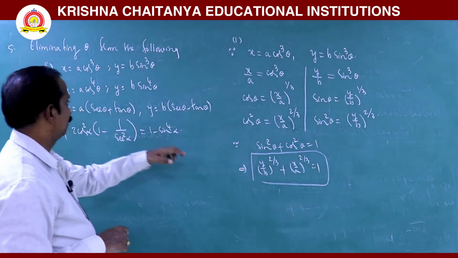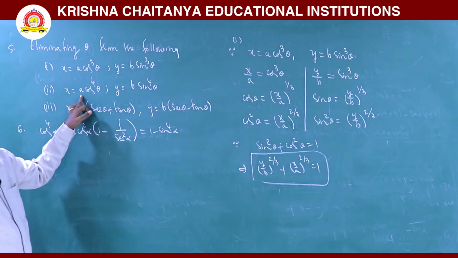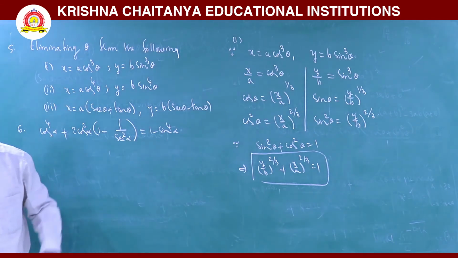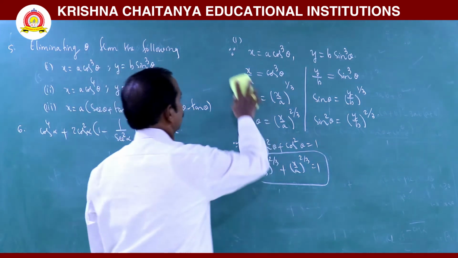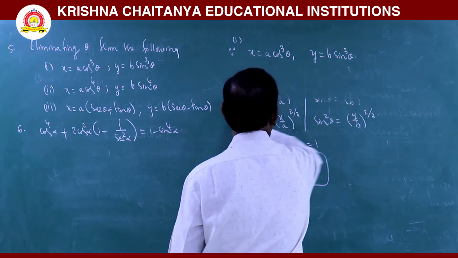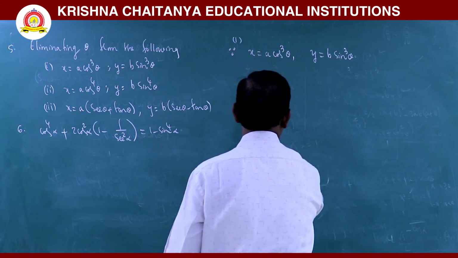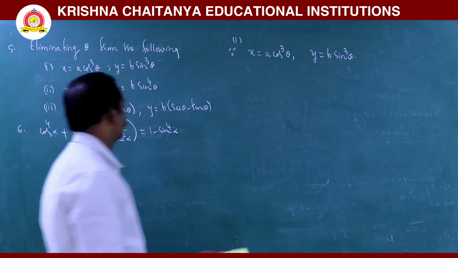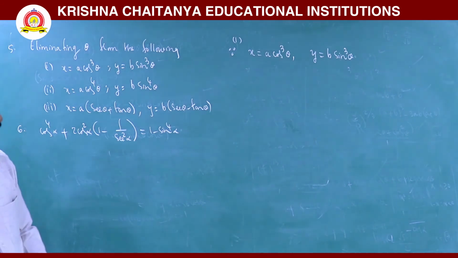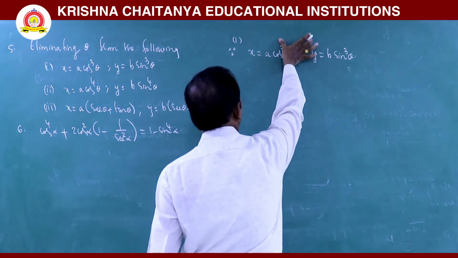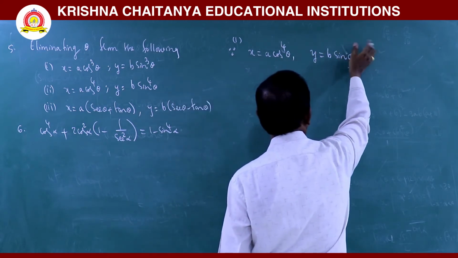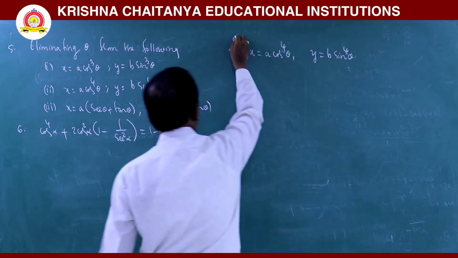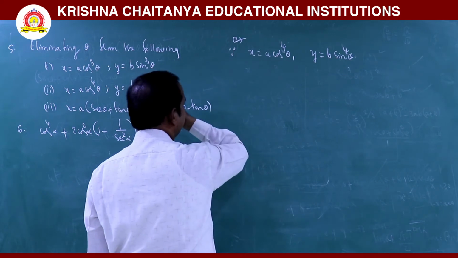In a similar manner, we can solve the second problem also. So what is the second problem? x is equal to a cos power 4 theta, y is equal to b sin power 4 theta. So just replace the cube by the power of 4. Here also the power of 4. So we go to the second question.